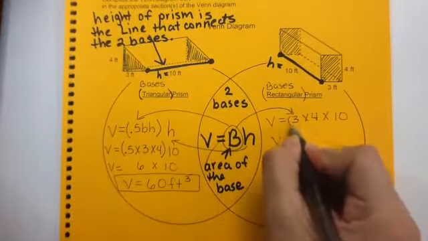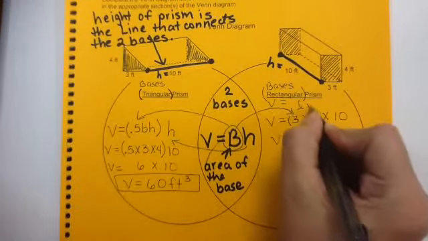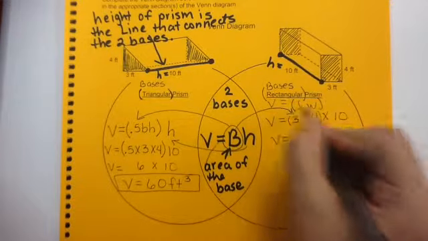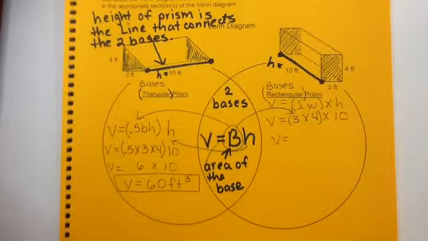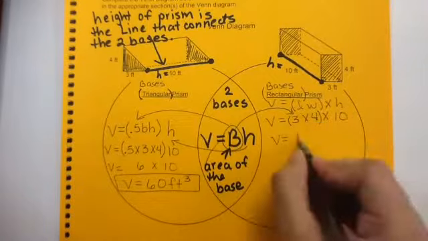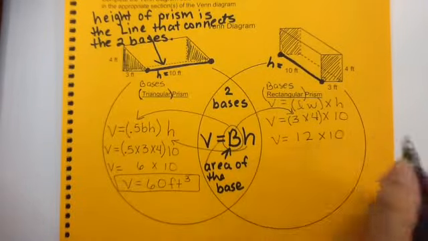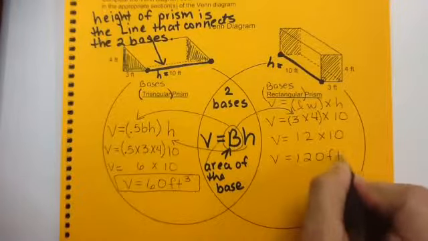We can put this right here and say this was volume equal length times width and then times height. Okay, we can do that. 3 times 4, 12 times 10, 120 cubic feet.